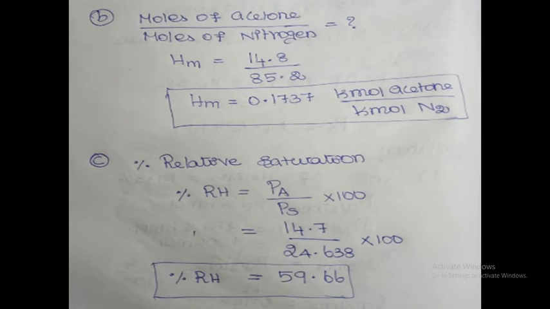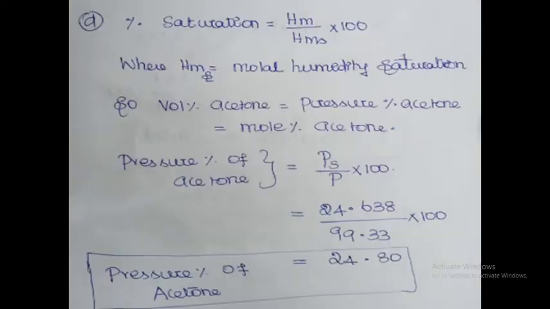So the third division: percentage relative saturation. Percentage relative saturation, another name is percentage RH. The percentage RH formula is PA by PS into 100. PA is the calculated value, PS is the given data. Substitute here, multiply by 100. Finally we get percentage RH is equal to 59.66.